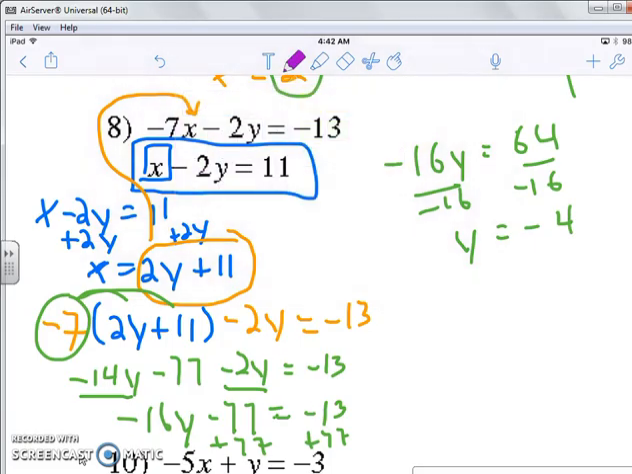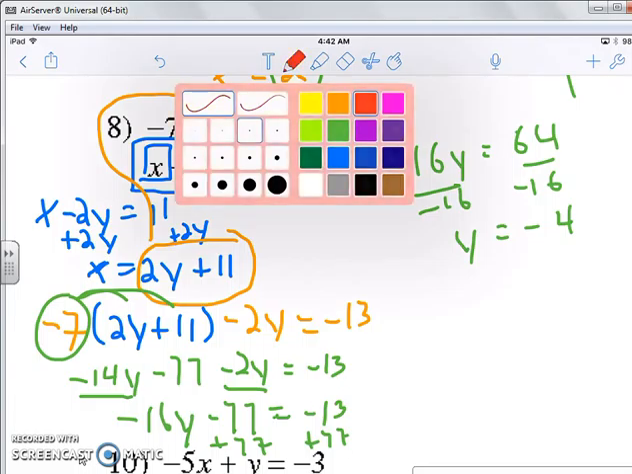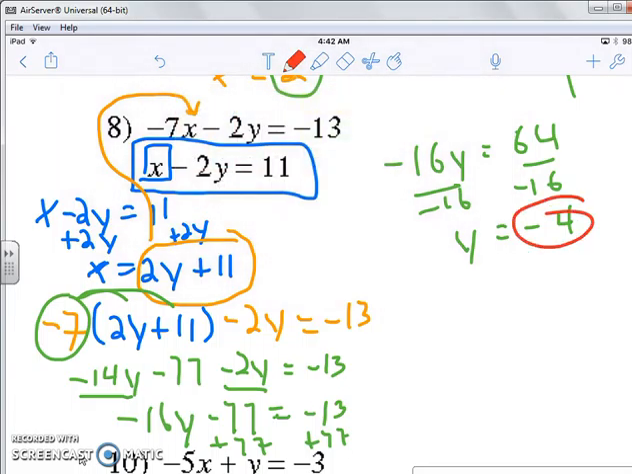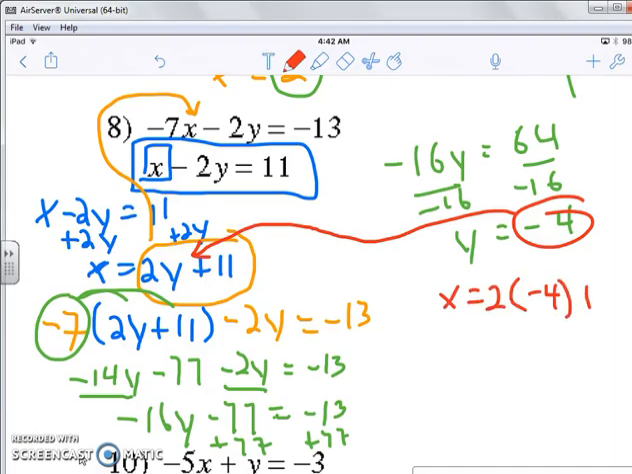And our ordered pair is, we don't know yet, sorry. We got to plug in, don't we? Take that negative 4, put it in place of y. So we're going to say x equals 2 times, there's your negative 4 in place of y. So negative 8 plus 11 equals 3. So now we have an ordered pair.